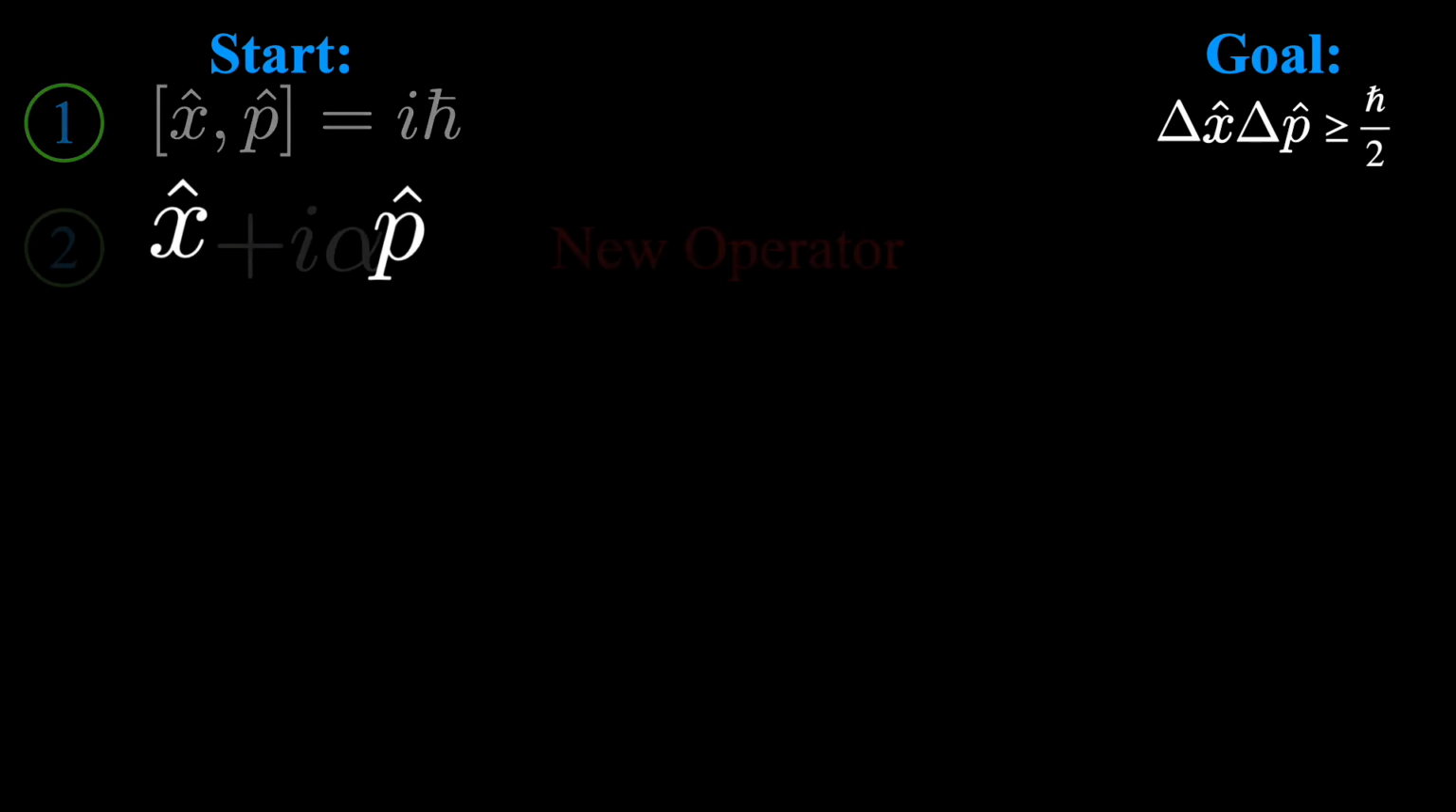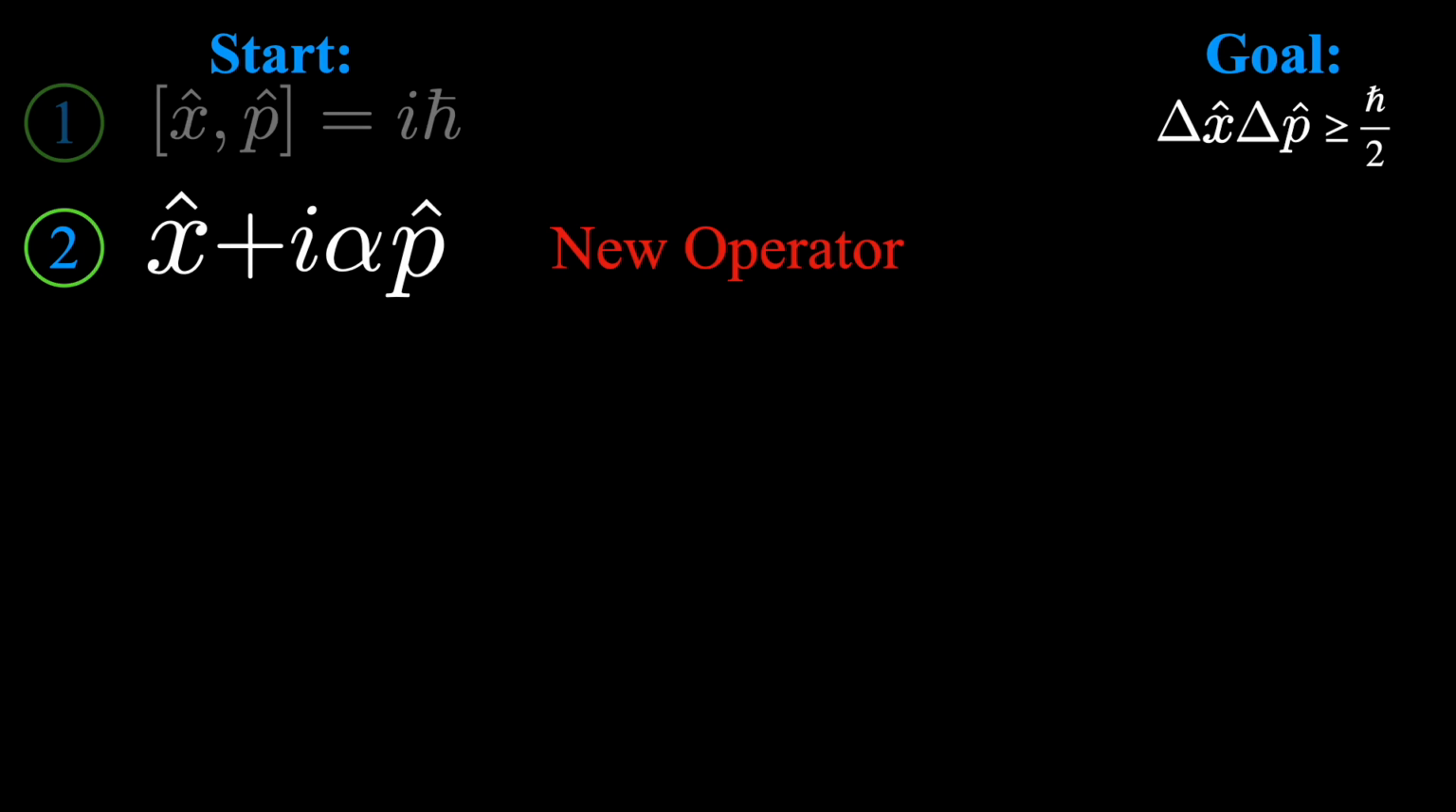Okay, for the next step, we will use these two operators to define a new one. This new operator will be a linear combination of the two, where i is just the square root of -1 and alpha is some complex number.